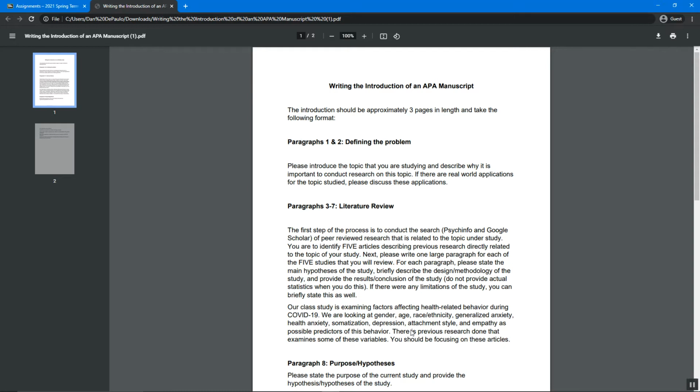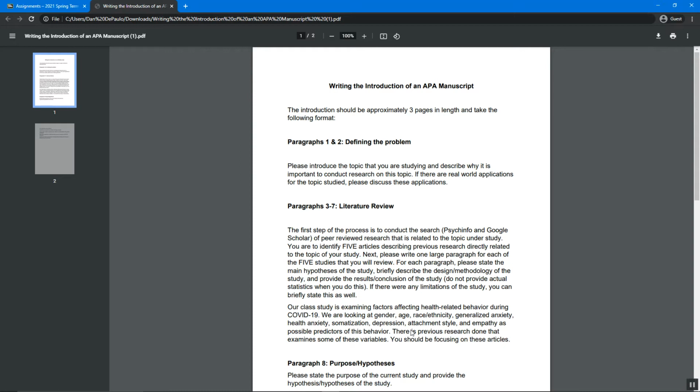So we're going to start with the introduction. You don't need the data to write the introduction, so it's easy to write. What we need to do is start off defining the problem. The whole introduction should be approximately 3 pages in length, double spaced, and it should be formatted the way I'm setting it up for you.